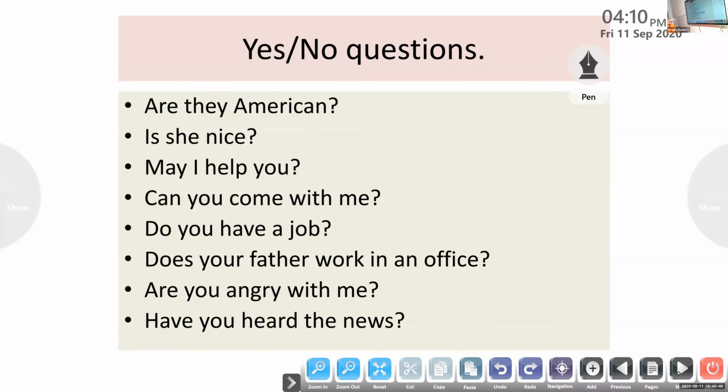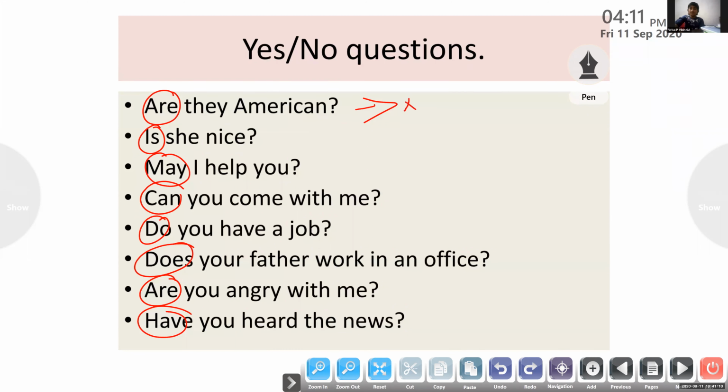And look here. We have: Are they American? All these questions are starting with an auxiliary verb. So we need either yes or no as the answer. Okay, ma'am. Are they American? Vrisa? No, ma'am. No, they are not. They are Indians.